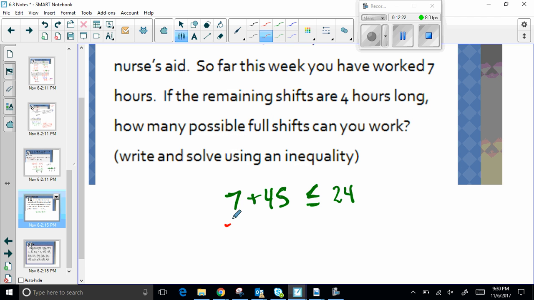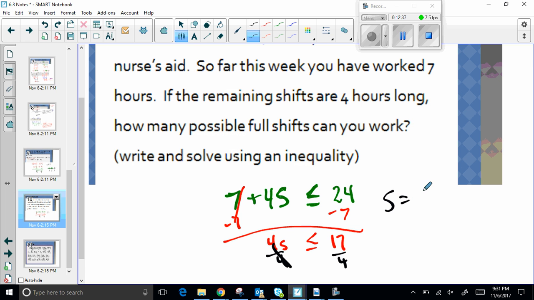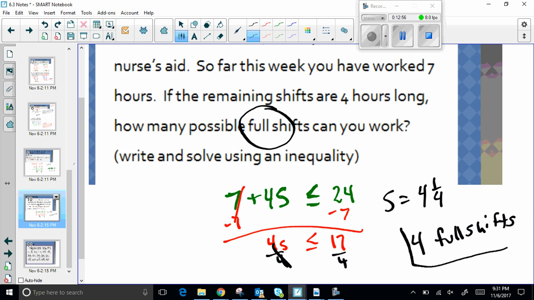If not, just follow along. I'm going to subtract 7 on both sides. So really, 4 times s has to be less than or equal to 17. Well, then I got to divide by 4 on both sides. And s ends up giving me 4 1/4 shifts. Well, they want to know how many full shifts can you work. You can only work 4 more full shifts. I can't work partial shifts, at least not in this situation. So 4 full shifts, and that's it.